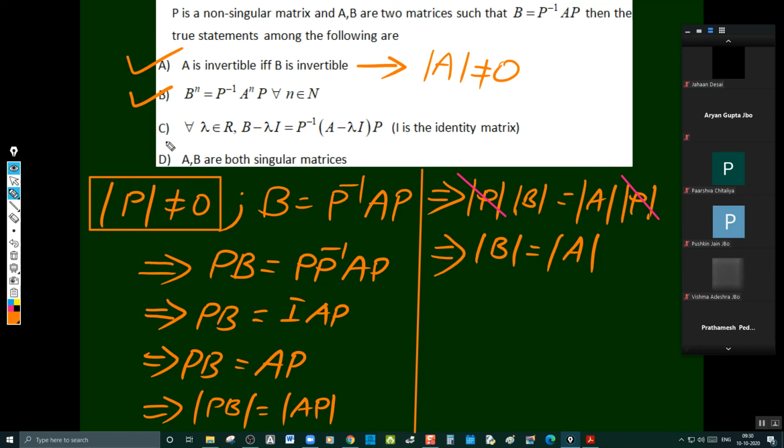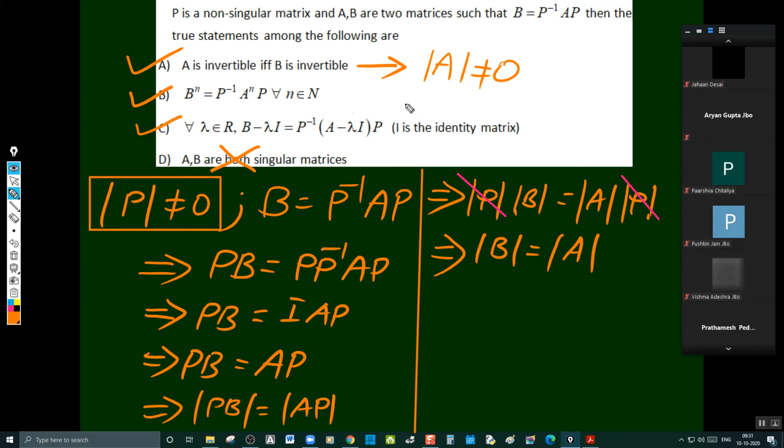D cannot be said, beta, because we have got det A is equal to det B, but we don't have any hint whether they are equal to 0 or not. So that is the reason why we said A is correct. If A is correct, D should not be. If D is correct, A will not be. Yes sir, there was a little confusion, but C is correct, sir.